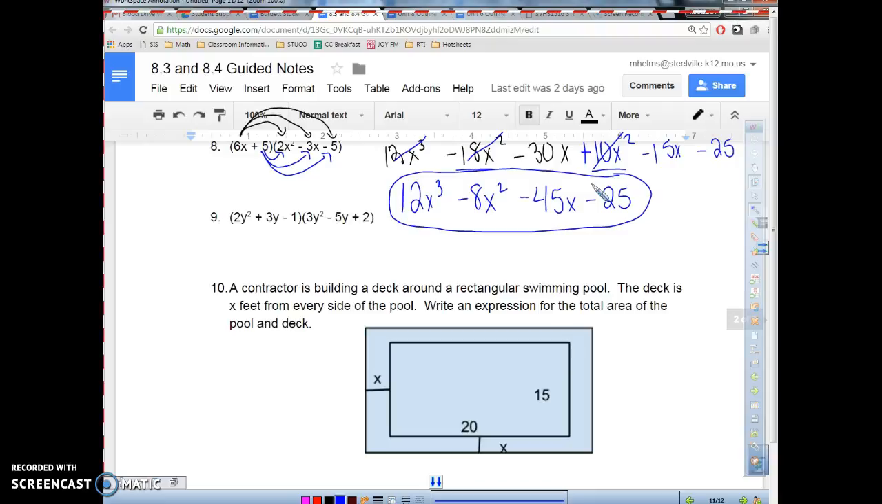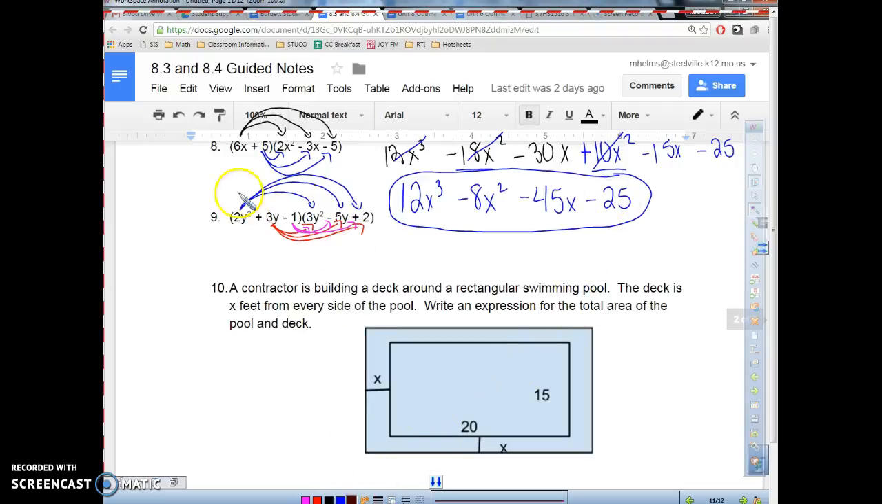And so when you multiply these together, you have to distribute the 2y squared to every single thing. Come back to the next term. So the next term is 3y. Distribute it to everything. And then go to the negative 1 and distribute it to everything.